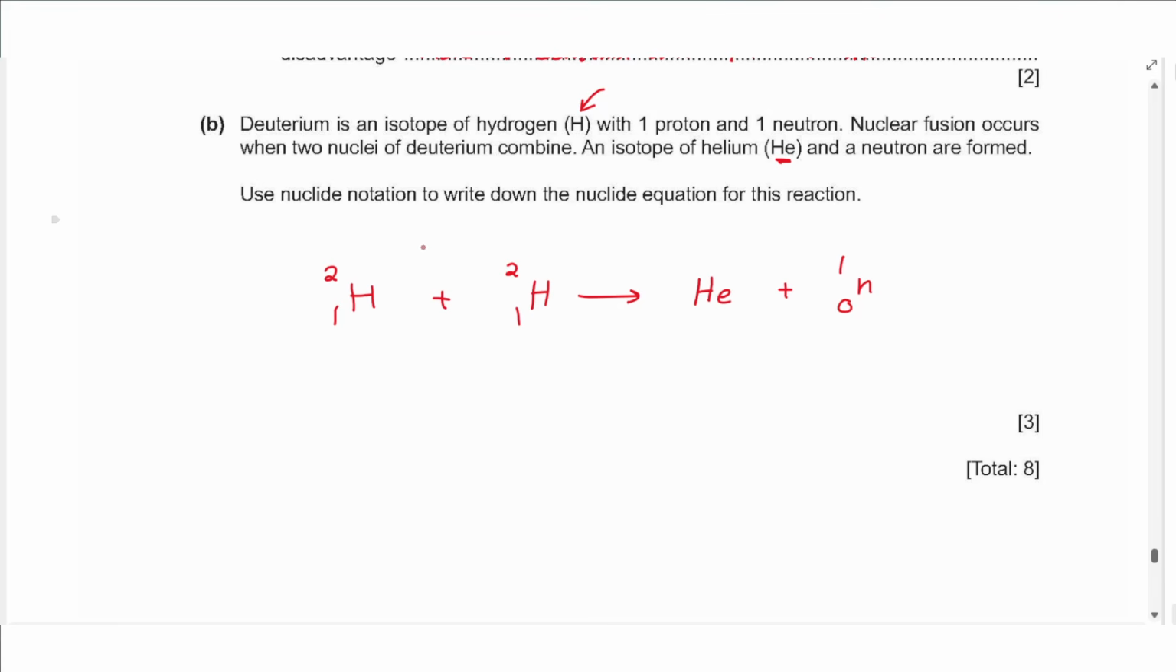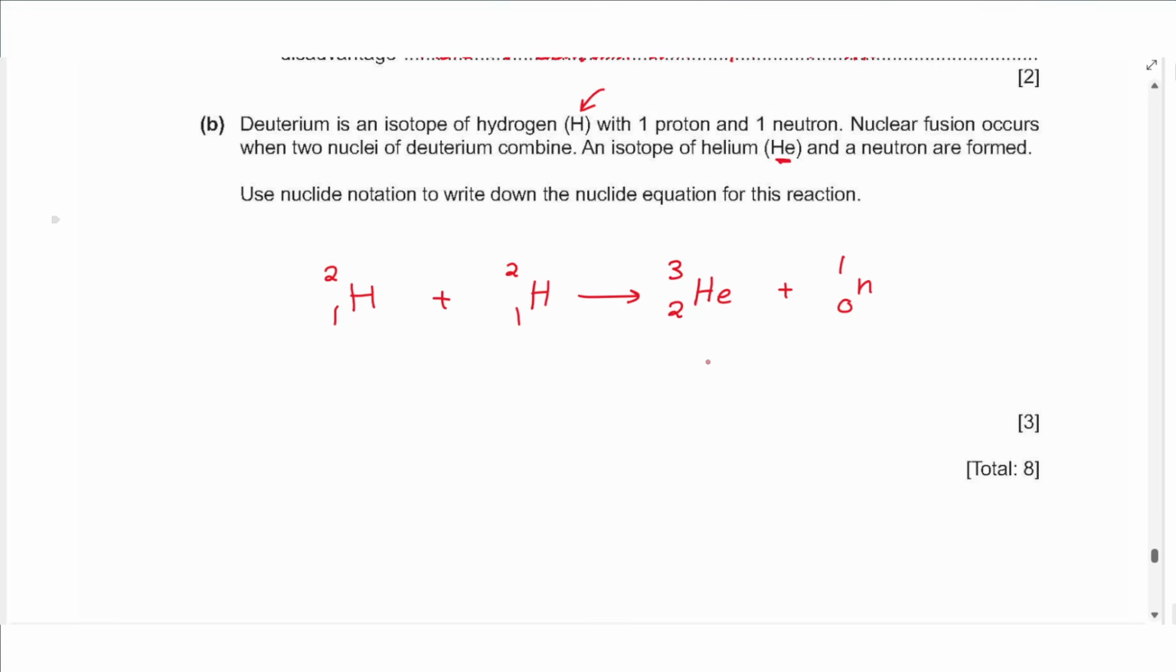So we have on the left side 2 and 2 gives us 4. So the top numbers should also add to 4 on the right side. So we have here 3. And at the bottom we have on the left side of the equation 2. 1 and 1 it's 2. So there should be 2 here also.